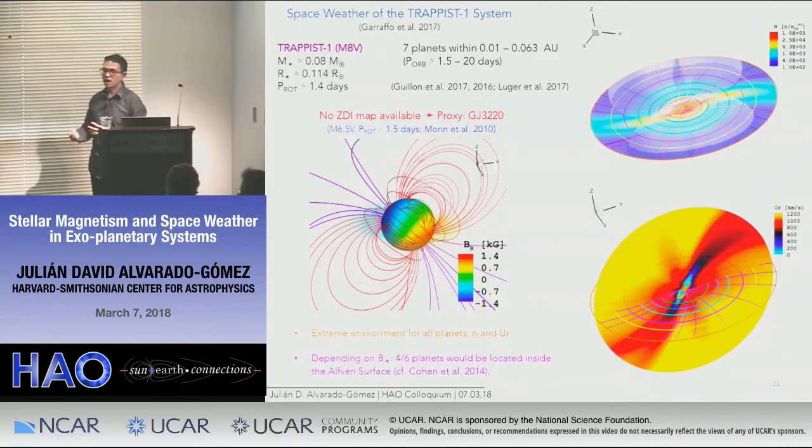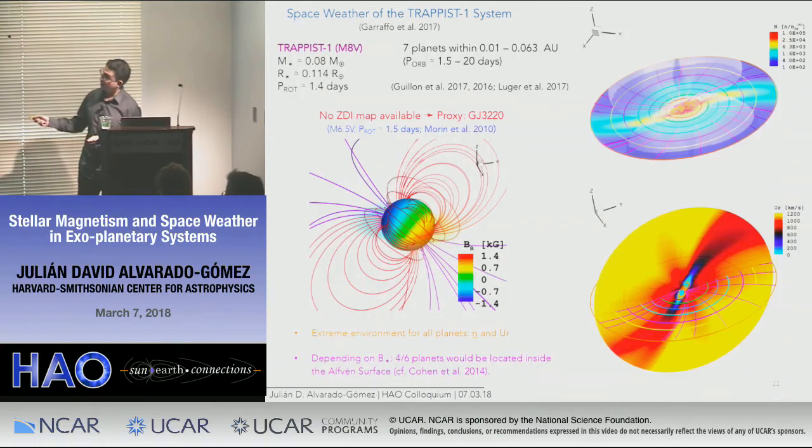So you might think that, okay, maybe if the planets have some sort of magnetic shield like the Earth has, maybe they can survive. The real problem comes from the magnetic part of the story, because inside the Alfvén surface, some of the planets are actually inside completely.